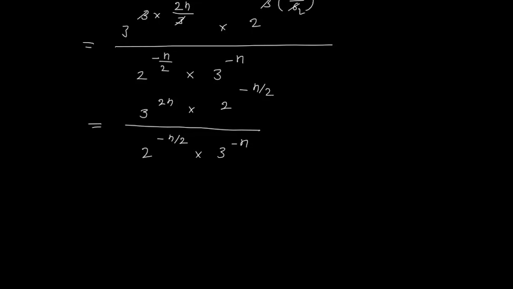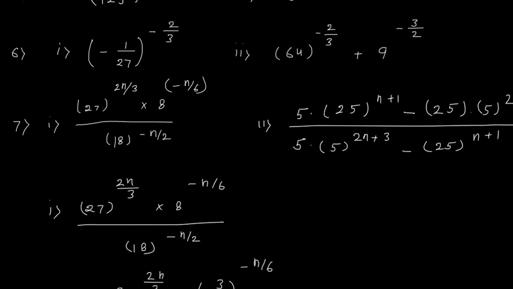Now this 2^(-n/2) and 2^(-n/2) we can cancel, and as the base is the same, base is 3, I will write 3. Here the numerator power is greater than the denominator power, so 2n minus (-n), this minus n will become plus n. So this is 3^(3n). 3^(3n) is the answer.